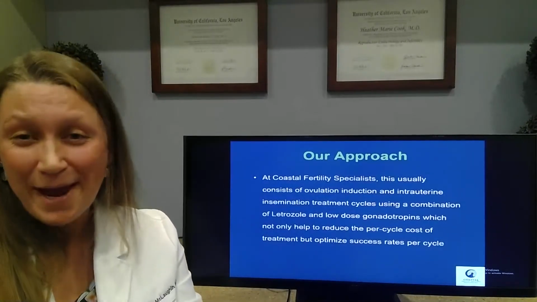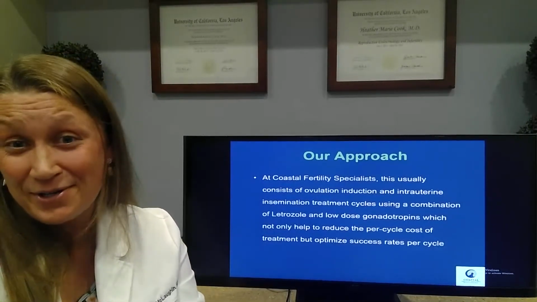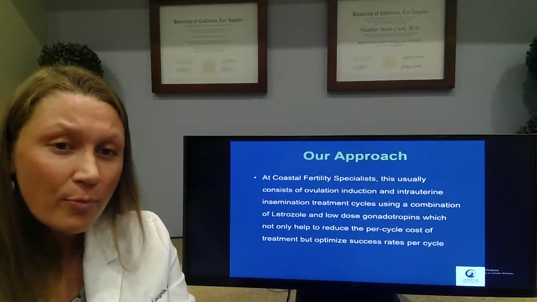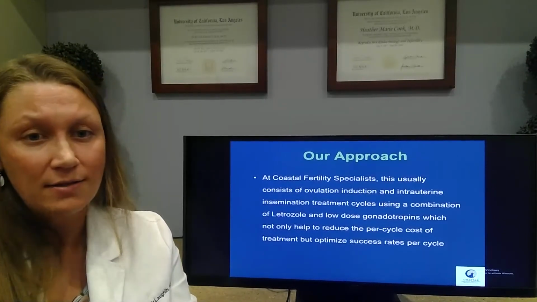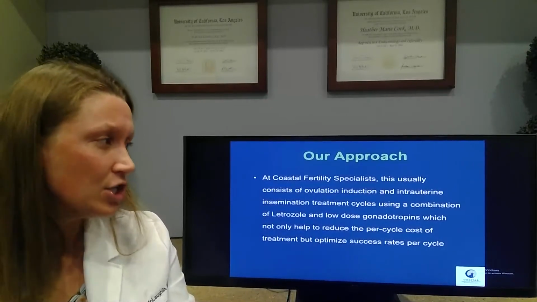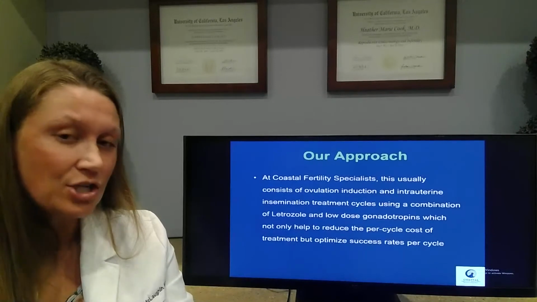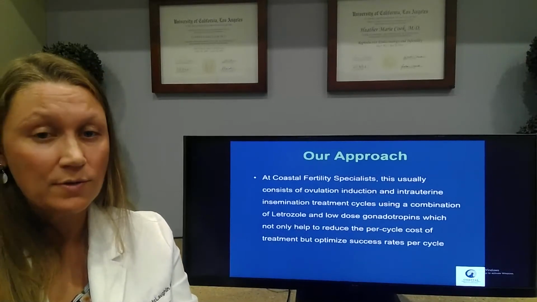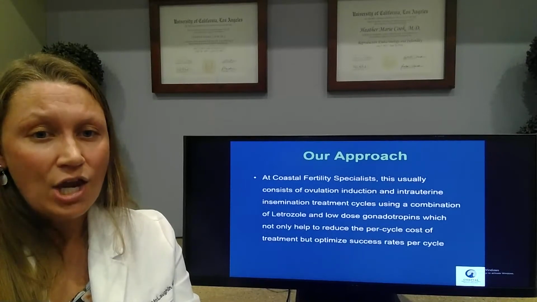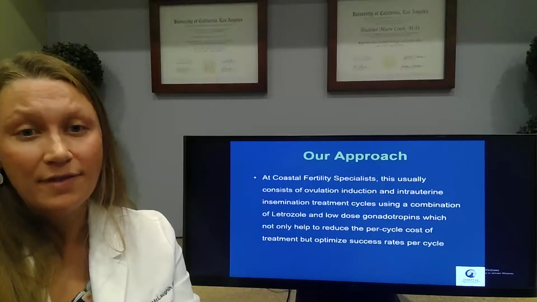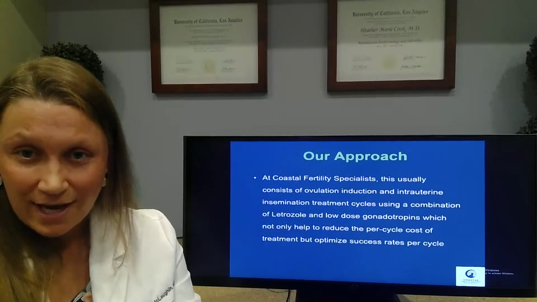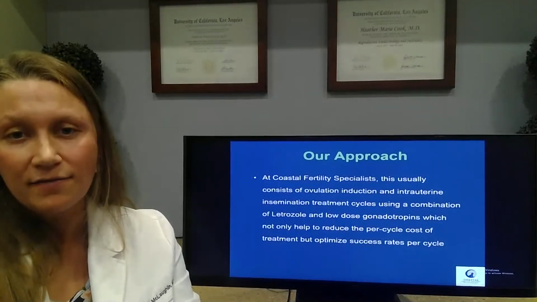So there's lots of medicines to use. So what one should we use? So at Coastal Fertility, our approach to unexplained infertility is, like we talked about, combining the two things, combining ovulation induction and intrauterine insemination. We use a combination of an oral medicine called letrozole and then a low dose of the gonadotropins. And we believe this really optimizes your success rate and gives you the most cost-effective care.